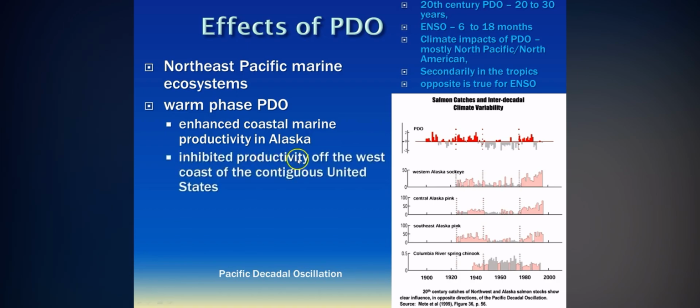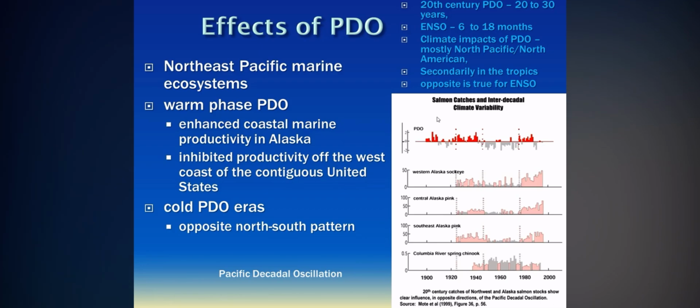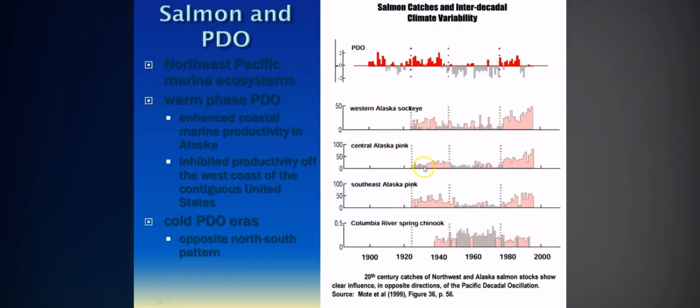But that inhibits productivity off the west coast of the contiguous United States. In other words, in the Pacific Northwest, Oregon and Washington, we're going to have less productivity during the warm phase. And the cold times are going to have the opposite. We're going to have more productivity in the contiguous United States and less productivity in Alaska. Let's look at that in that diagram.